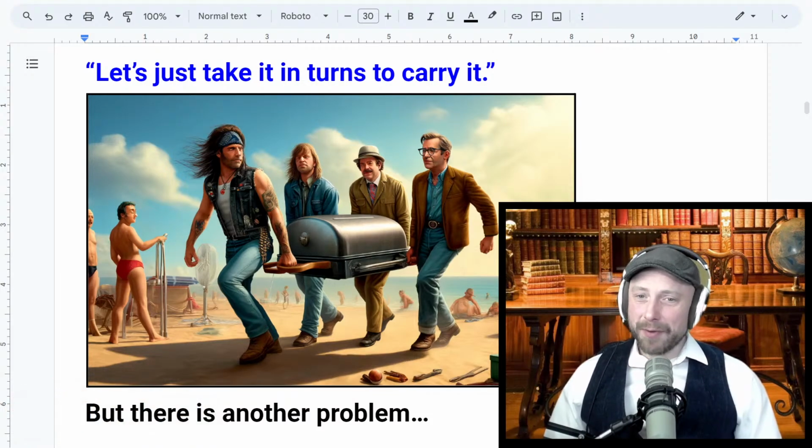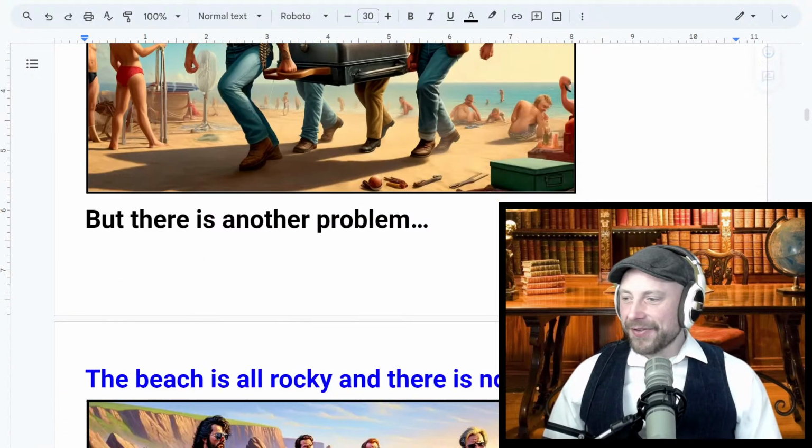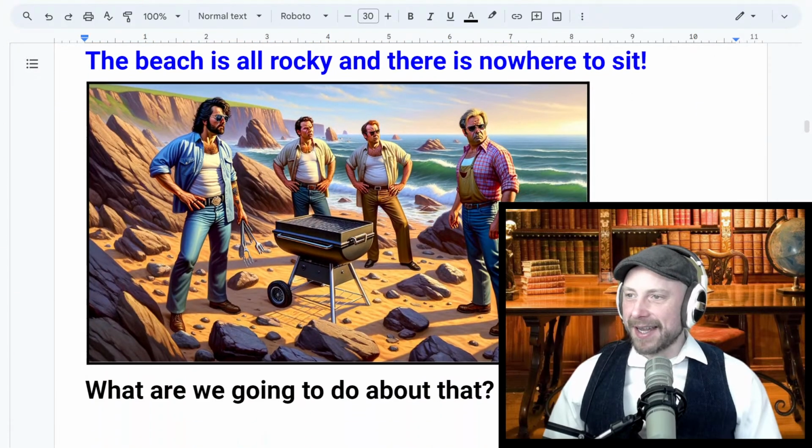So actually, the problem is it's a rocky beach. So where I lived at the time, it's a rocky beach. The beach is all rocky and there is nowhere to sit. What are we going to do about that? So the beach is all rocky. There's nowhere to sit. What are we going to do about that?